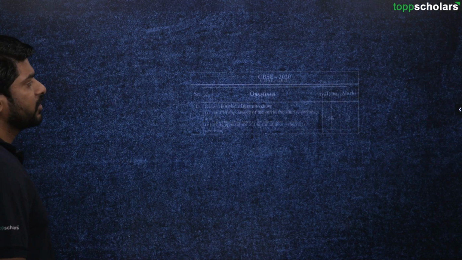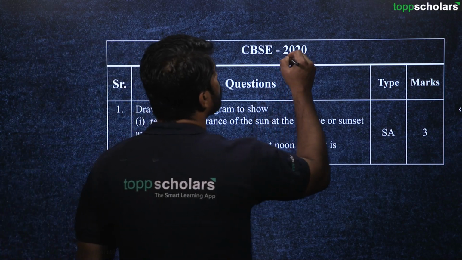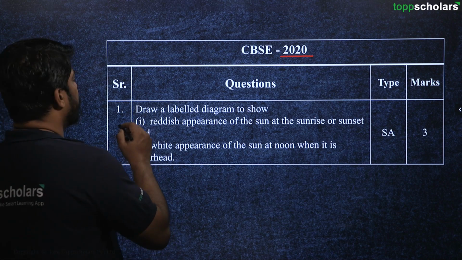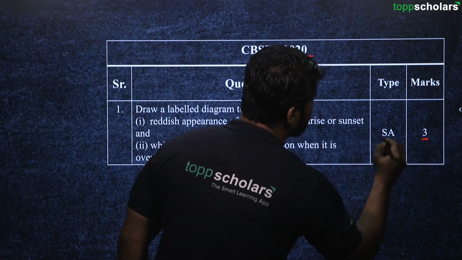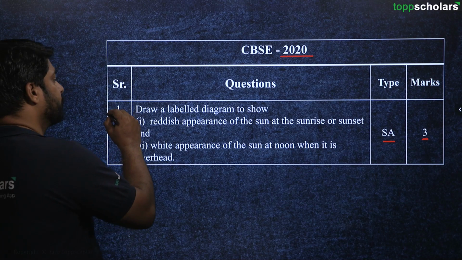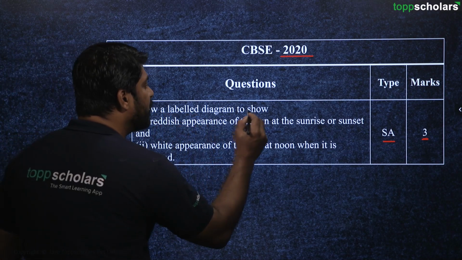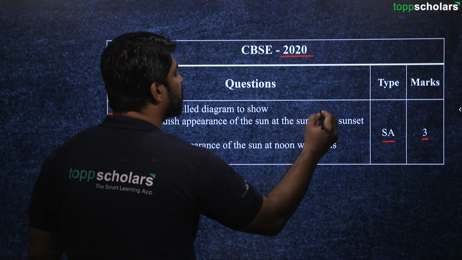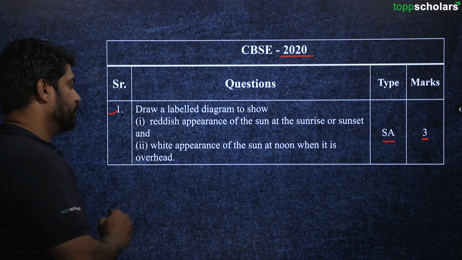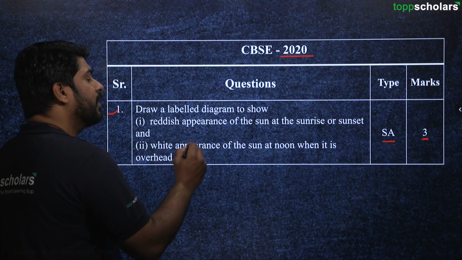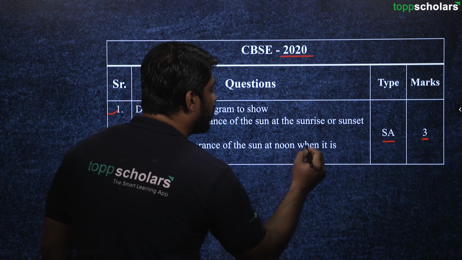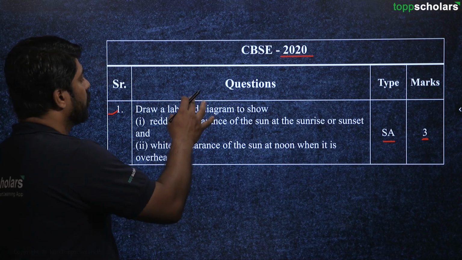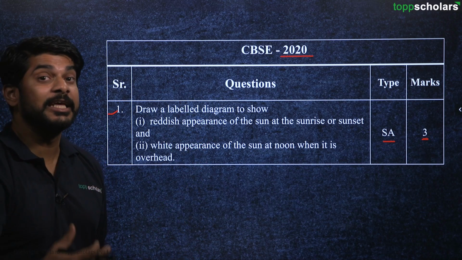Moving on to the next, that is 2020. So in the year 2020, this is one of the short questions asked for 3 marks. Okay. And this question is, draw a labeled diagram to show reddish appearance of the sun at the sunrise or sunset. And next, the white appearance of the sun at noon when it is overhead.